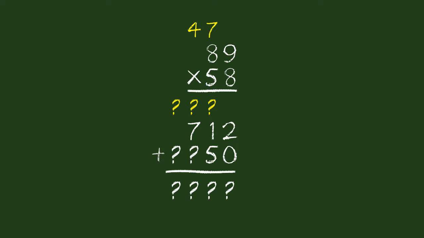8 times 5 equals 40. We need to add the 4 in the tens carry location to the 40. 40 plus 4 equals 44. So put the 4 of the 44 in the hundreds answer location and the other 4 of the 44 in the thousands answer location. Now we can add the two answers together using the carry locations if we need them.